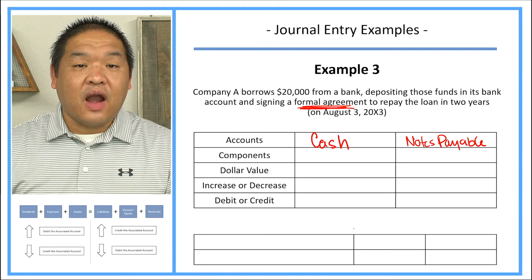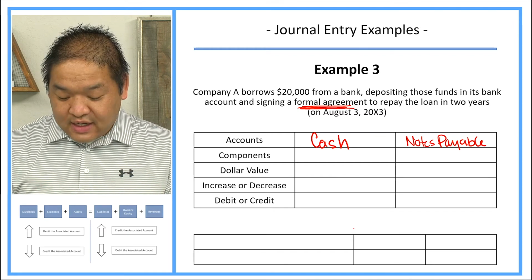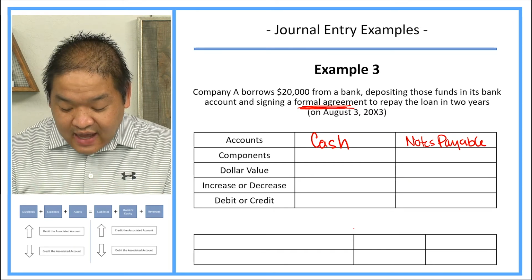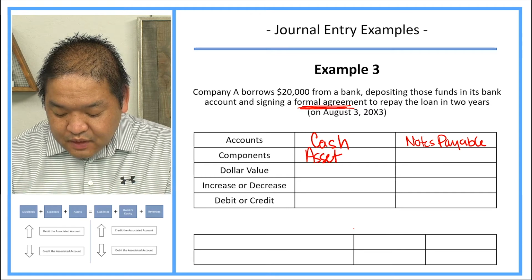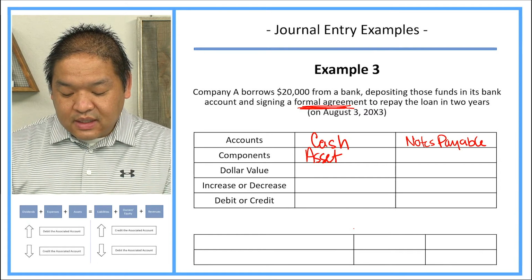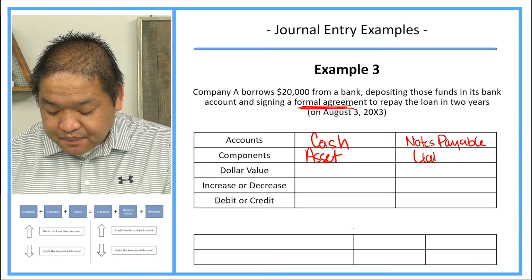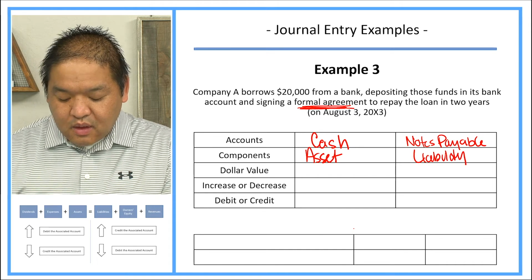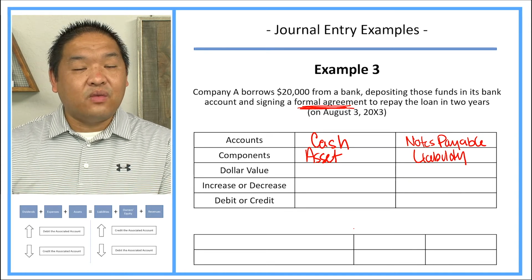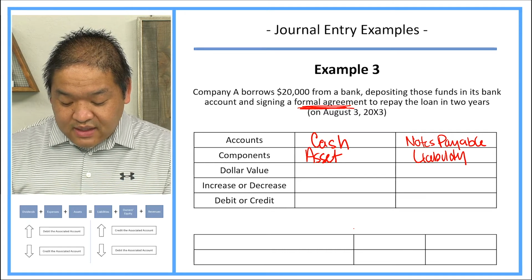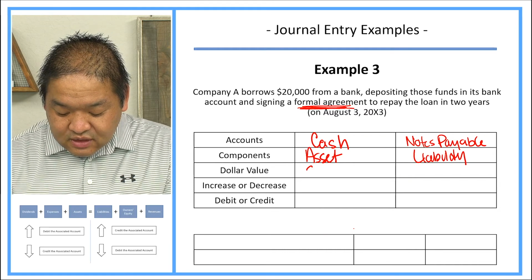Now we need to figure out what components these two things are in. So cash is an asset and notes payable is a liability. All right, so now that we have that, what's the dollar amount? Our dollar amount here is $20,000.